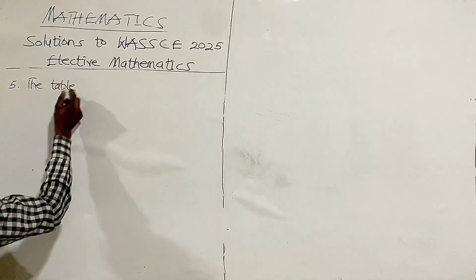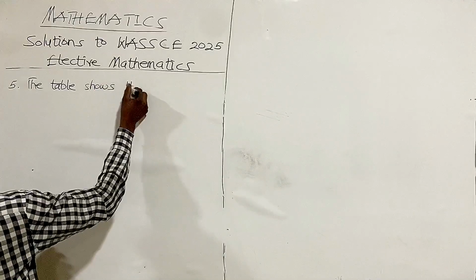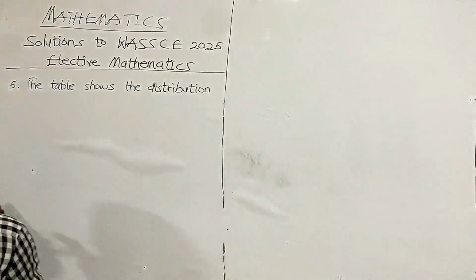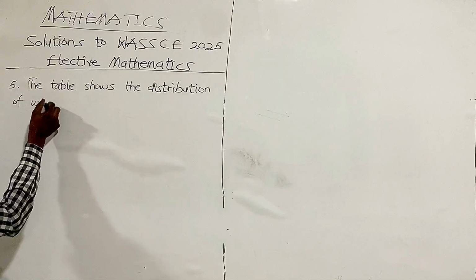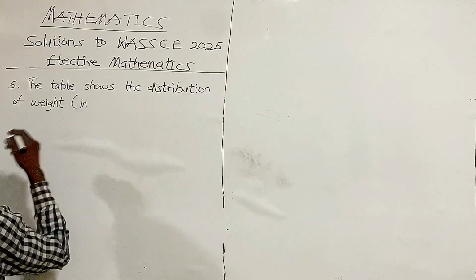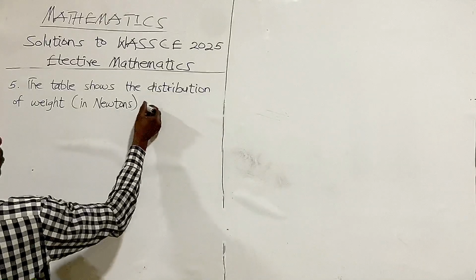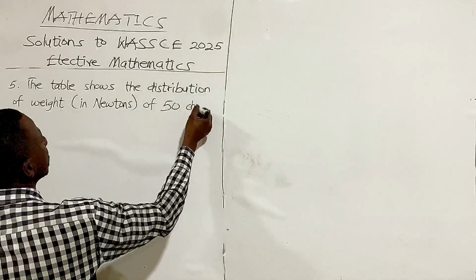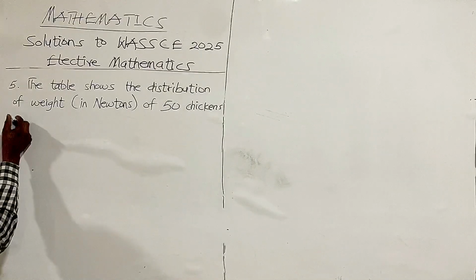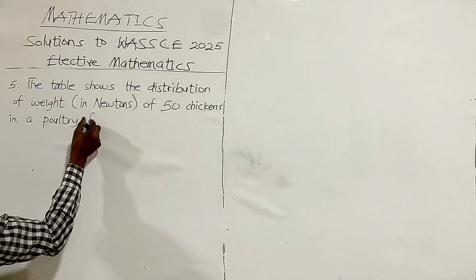The table shows the distribution of weight in newtons of 50 chickens in a poultry farm.